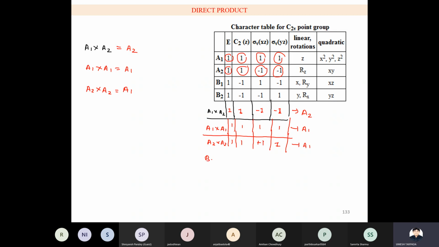Okay, that is then B1 cross B2. These are the direct products. What is the result of B1 cross B2? 1 into 1 is 1, 1 into minus 1 is minus 1, minus 1 into 1 is minus 1, minus 1 into minus 1 is 1. So it is A2. So B1 cross B2 is equal to A2. So this is the way you can calculate direct product.